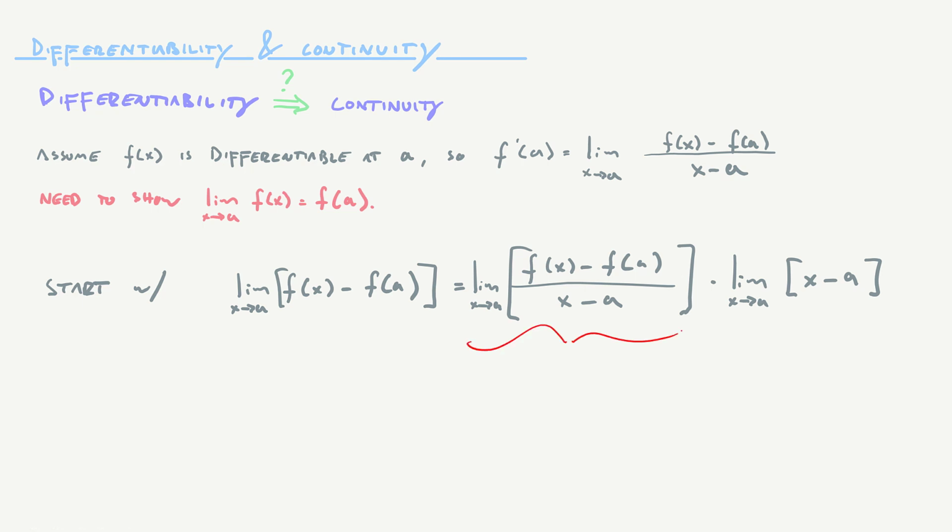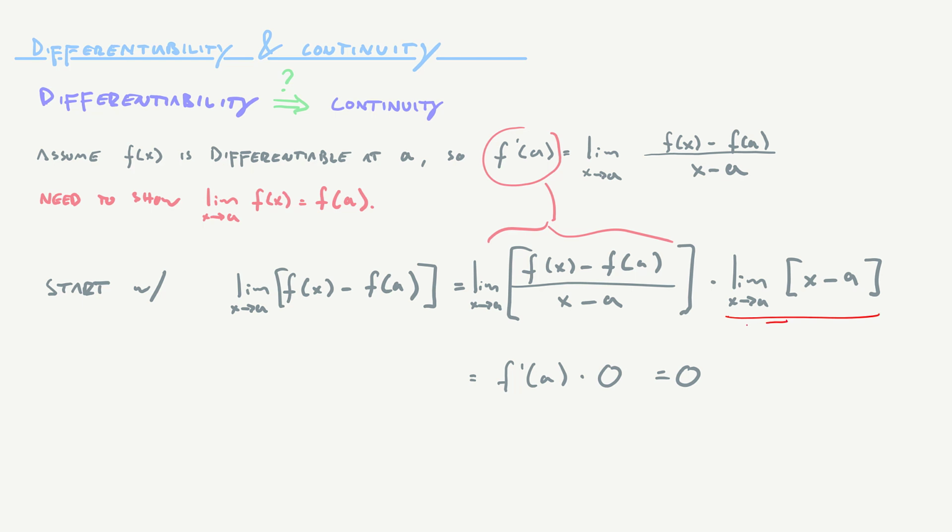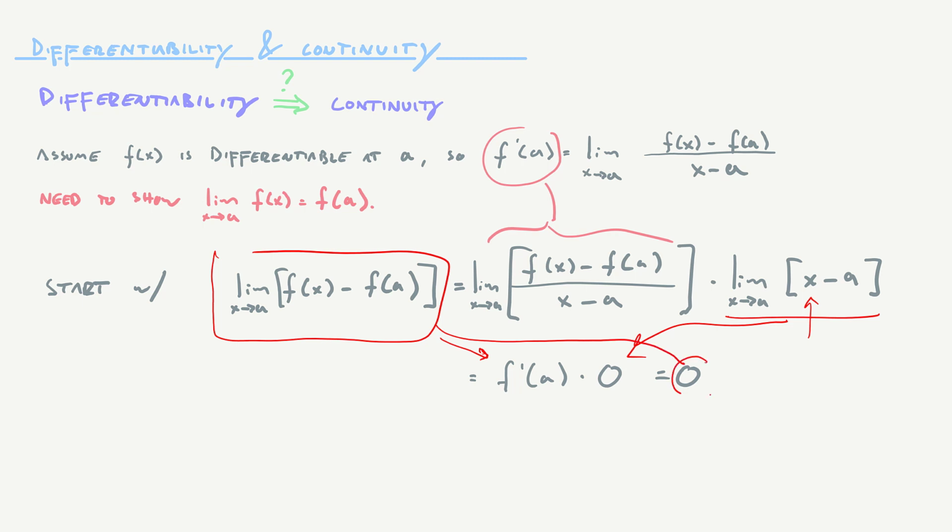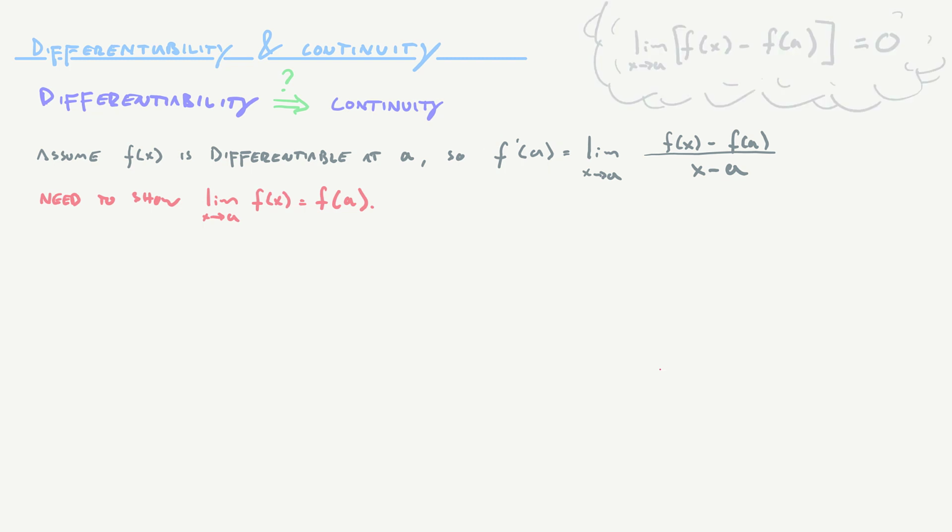This thing is just f prime of a. So I'm going to replace that with f prime of a. And then this is 0, just by direct substitution, right? There's nothing stopping me now from just plugging in a for this x. You get a minus a, that's 0. And so we have 0. So what we know is that this thing is equal to 0. Okay, so I'm going to store that in the memory banks up here. That's going to be important for later.